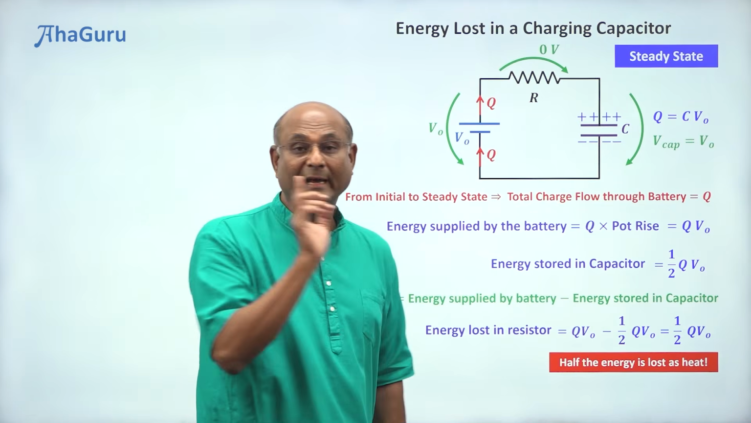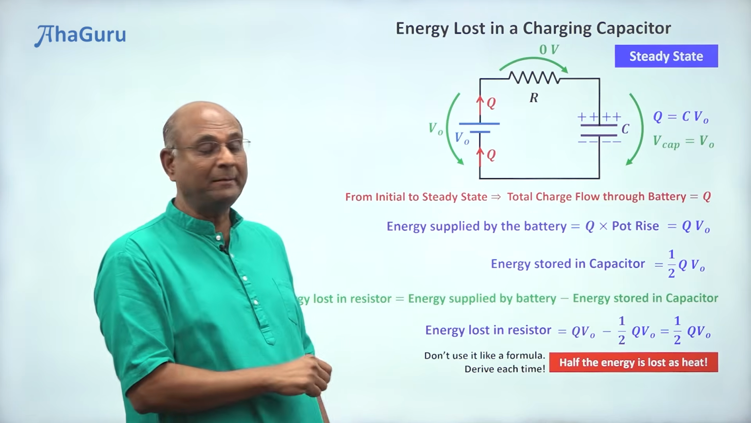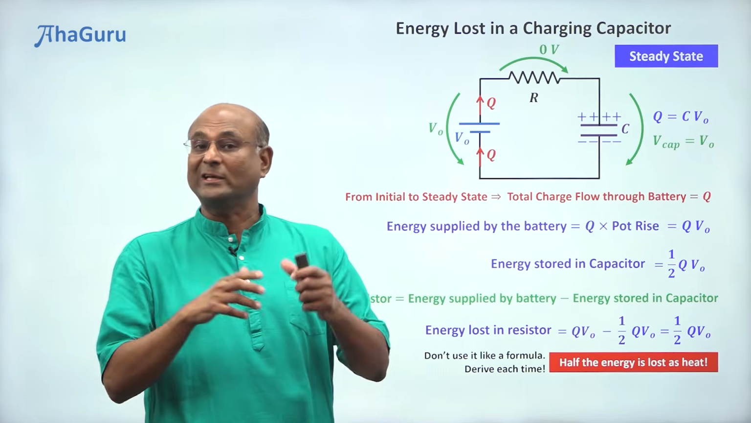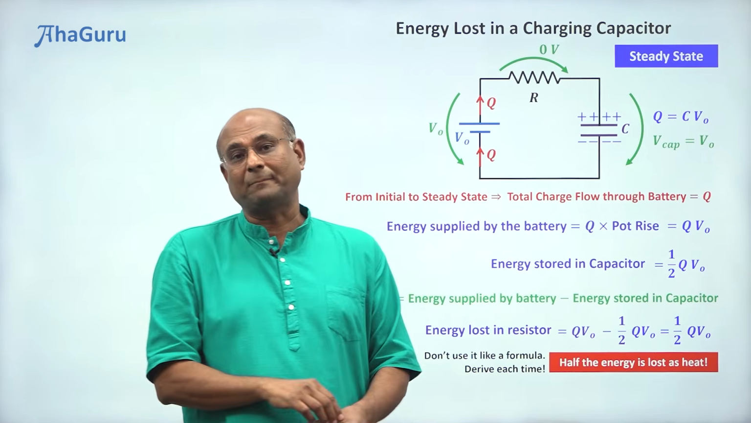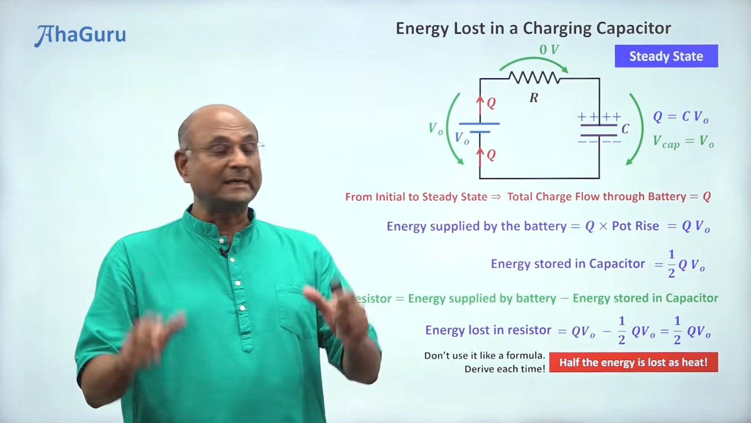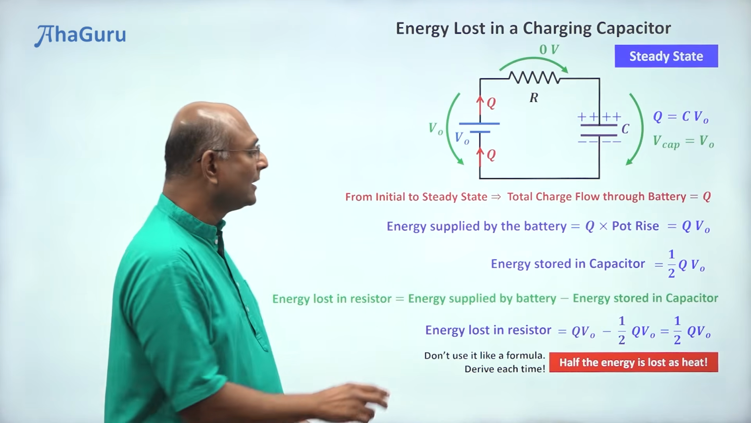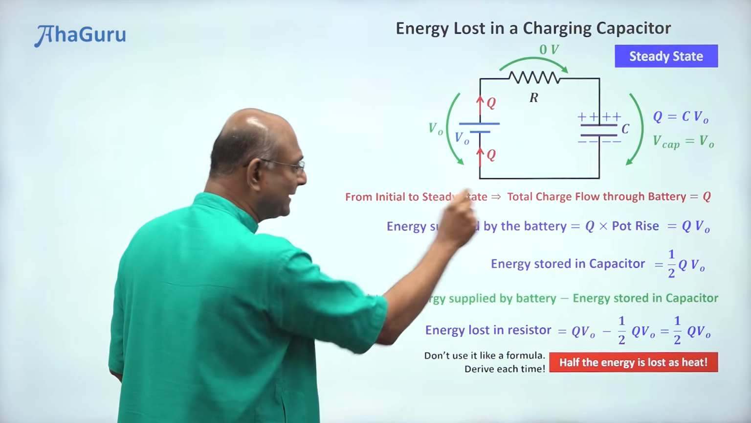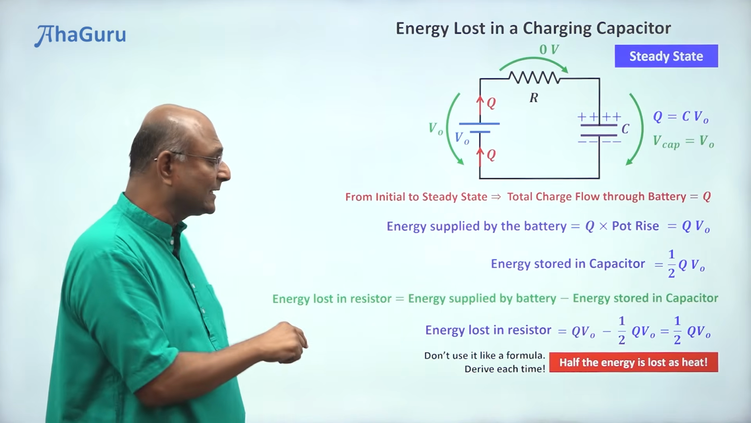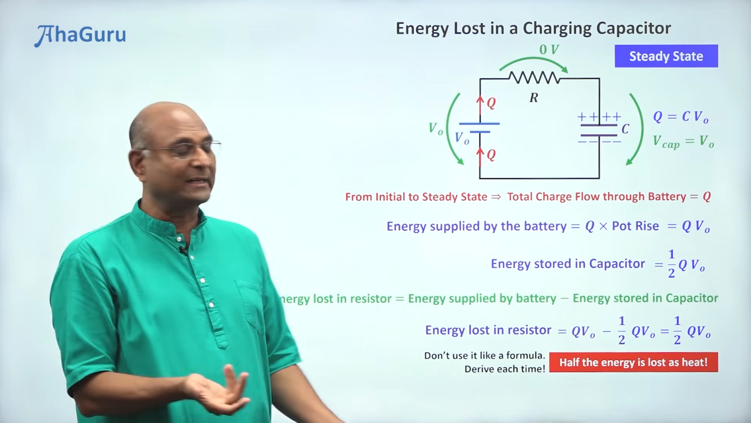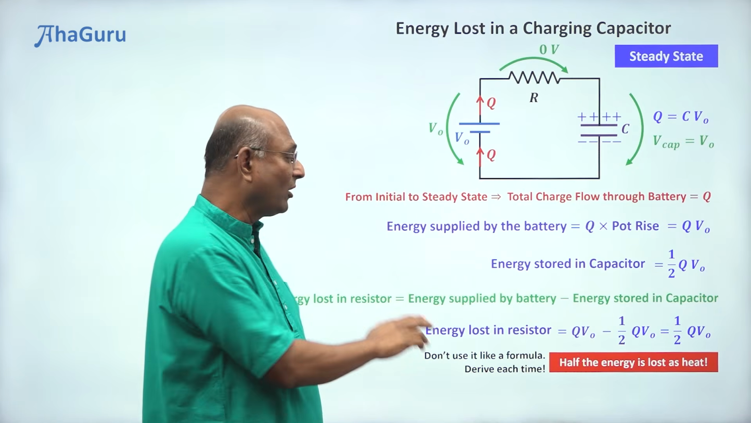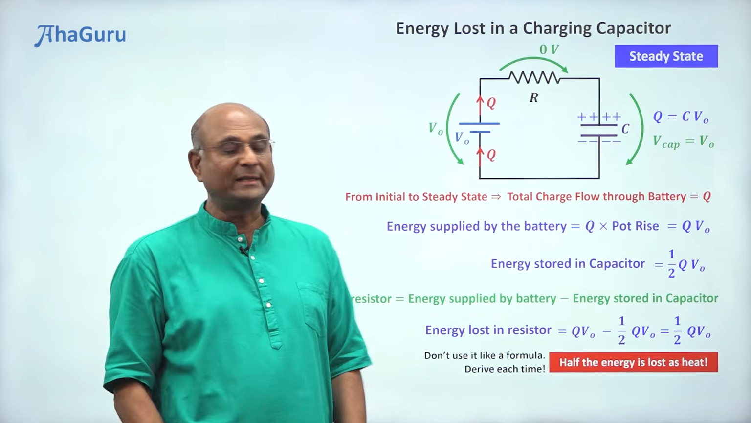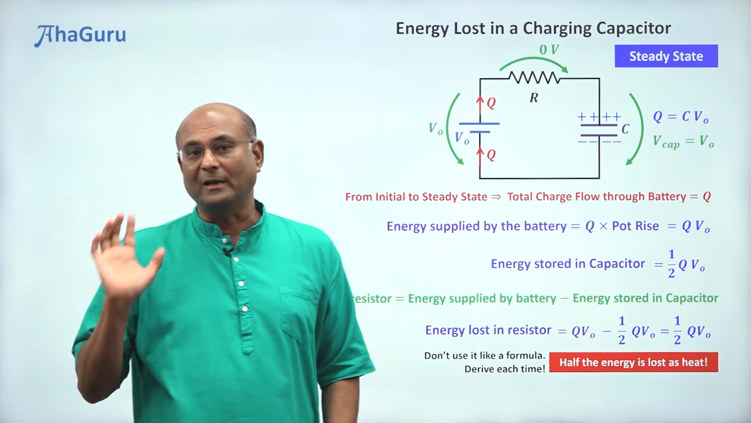Now don't remember it like a formula. Derive it each time. Though you're going to see many questions where the energy that is lost as heat is exactly half of the energy supplied by the battery. There will be certain situations where it won't be the case. But this is a very easy idea. This is just energy conservation. So find the energy supplied by the battery, find the energy stored in the capacitor. The difference will give you the energy lost in the resistor. So that means you should be always able to calculate it quite easily. So always calculate this. Don't use this like a formula.